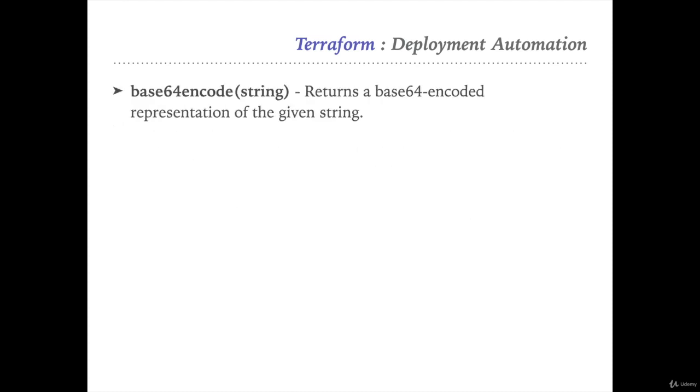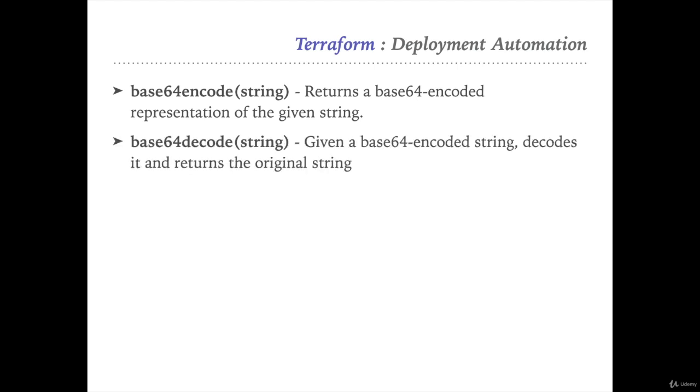The first function I would like to discuss is base64 encode. Sometimes we need to encode a string, so we can supply a string to the base64 encode function, and it will return the base64 encoding of that particular string. Similarly, to decode the string, we have base64 decode. If you want to decode a base64 encoded string, you can use the function base64 decode, and it will return the actual string after decoding the supplied value.